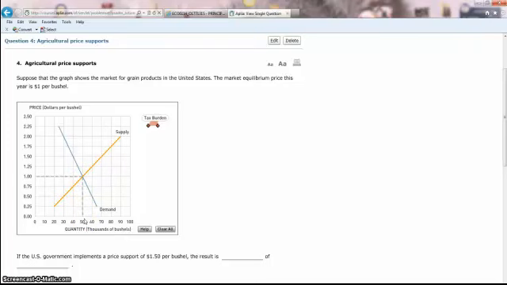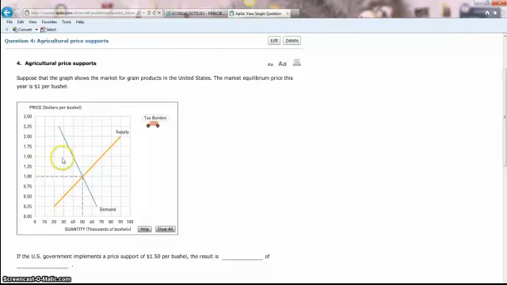Now they're asking what will happen if the government imposes a price support, another word for that is a price floor, of $1.50 per bushel. If you were to draw the line here at $1.50, since that would be a price floor, no price below that is allowed to prevail in the market, which makes the $1 price illegal. So since the price is $1.50, if you follow this over to where it strikes your demand curve, that's your quantity demanded, and that's going to be 40,000 bushels.